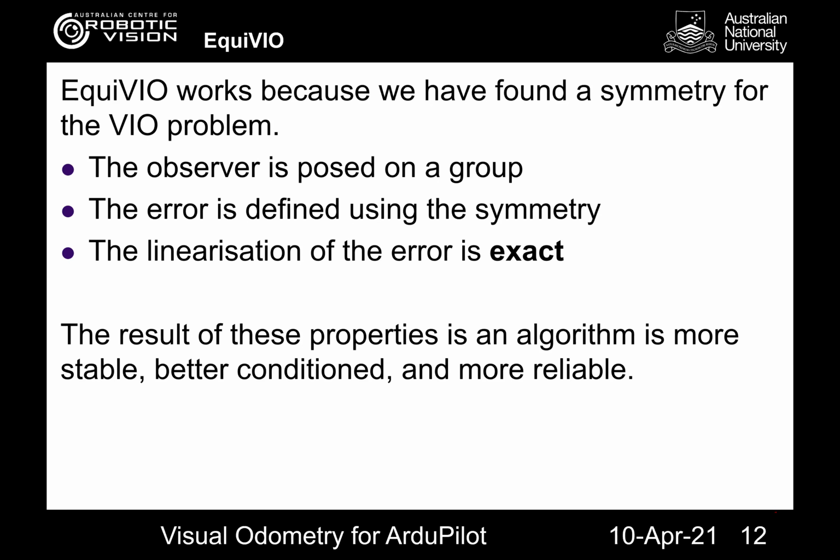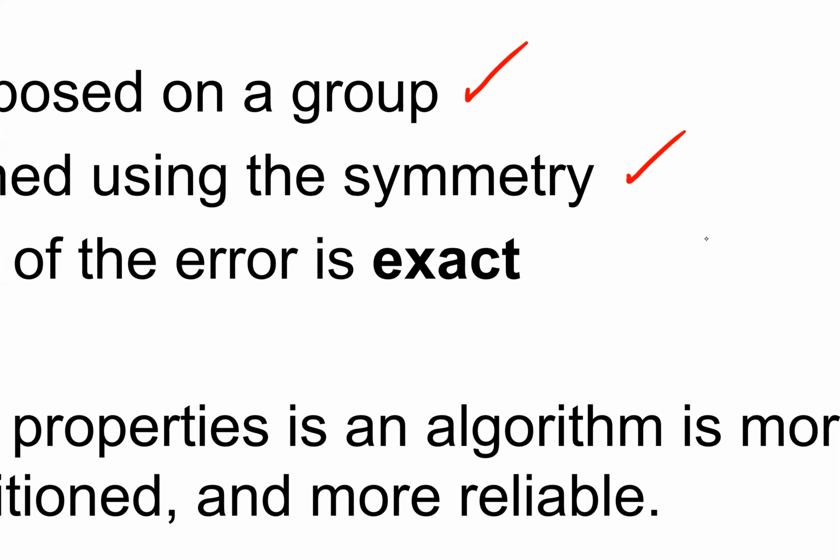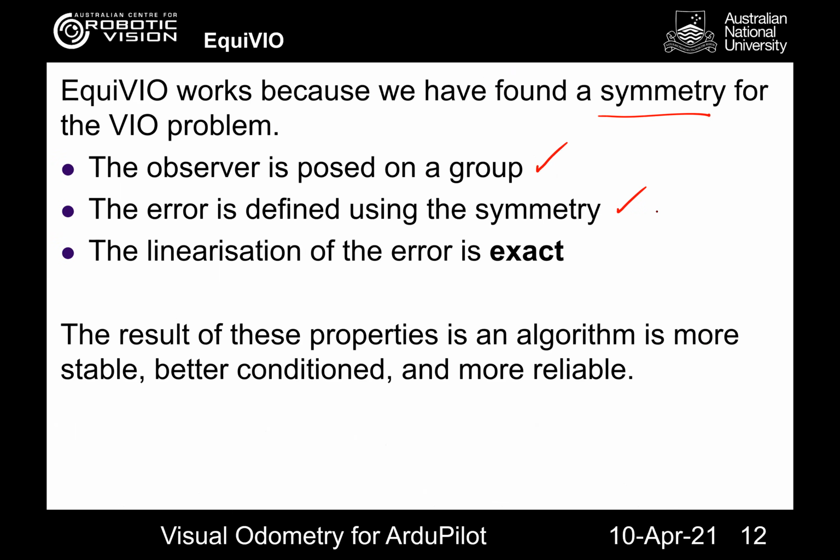So the key thing that we're doing here is we've got this new geometry and this new symmetry. So we're going to pose it on the group. We're going to use the symmetry for the error, and the reason it's going to work well is that the linearization that we use then for the filter design is exact.